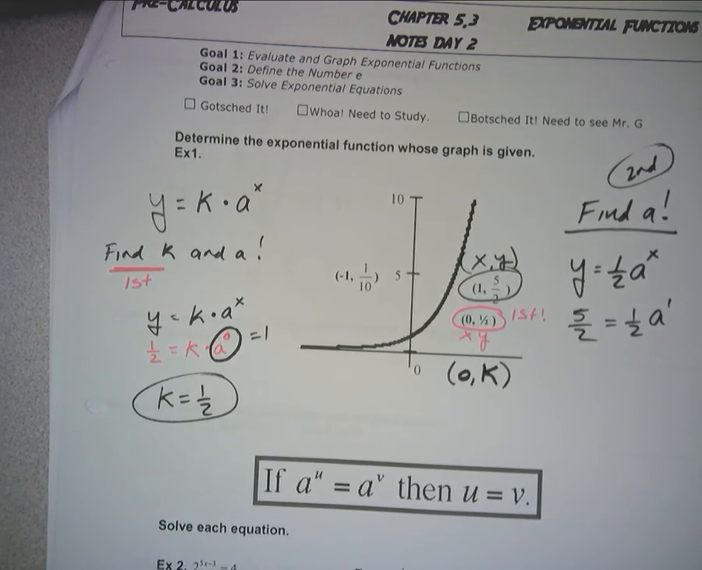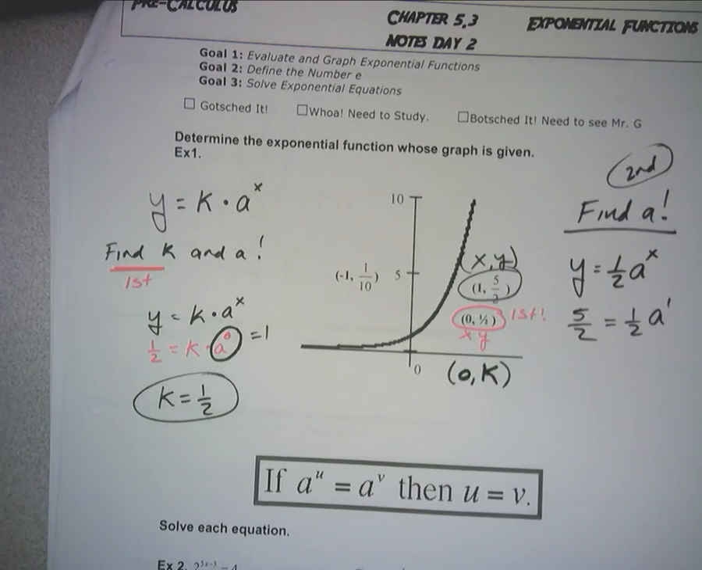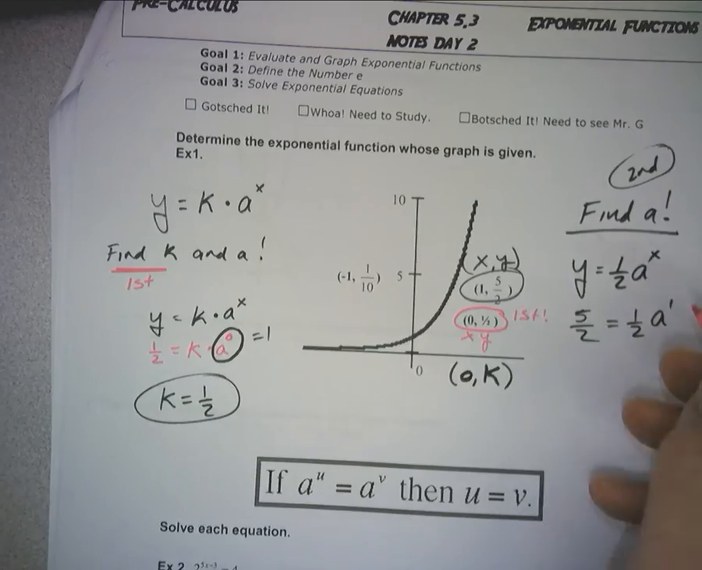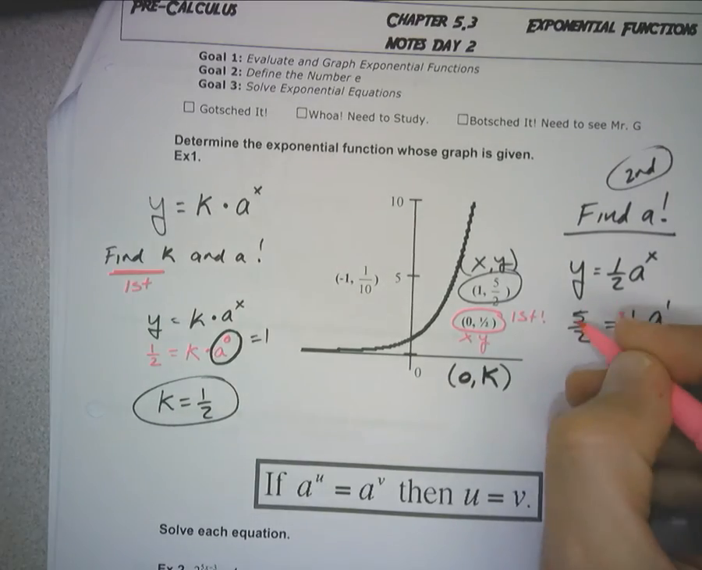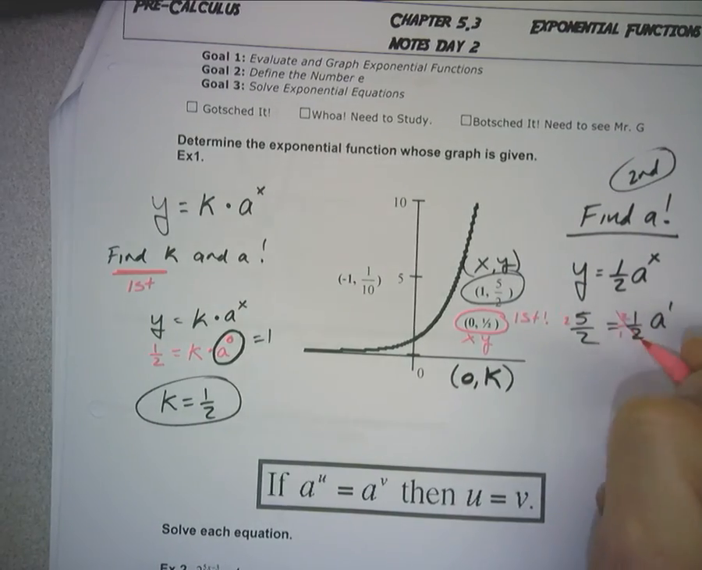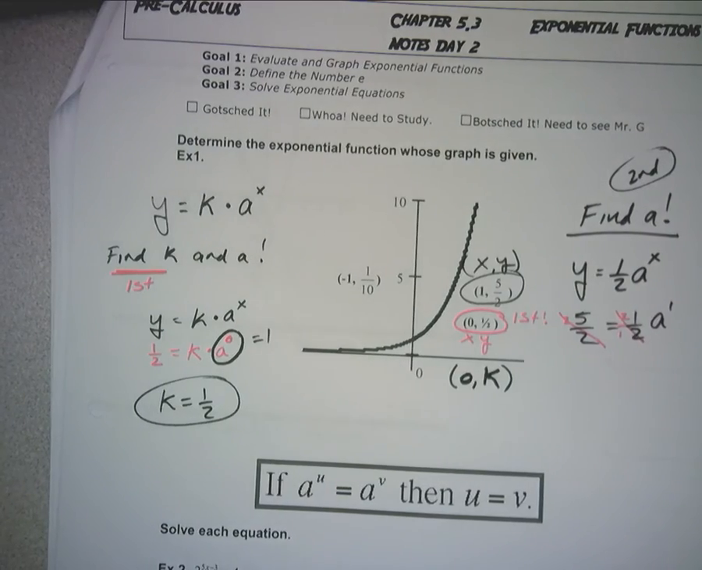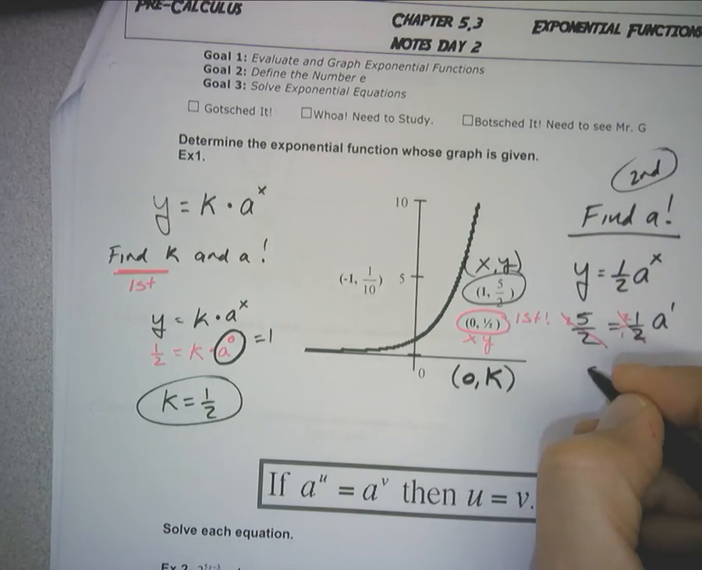How do we solve for a? What do you think? Multiply by 2. Yeah, just multiply by the reciprocal. So 2 over 1, divide by 1/2, whatever you want to say. Divide by 2, and we end up with 5 equals a, or a equals 5.